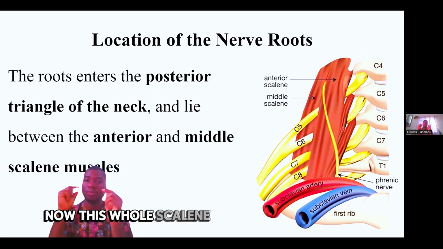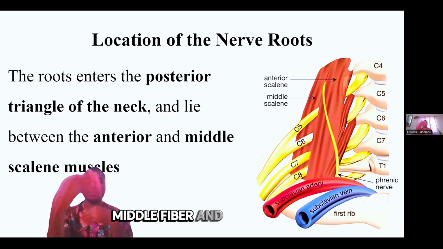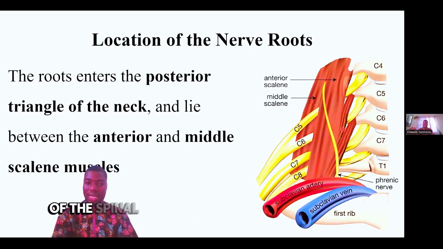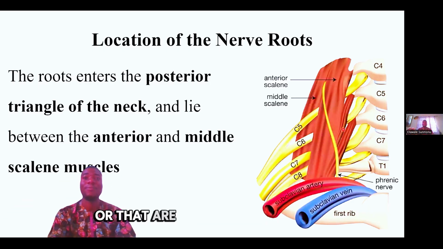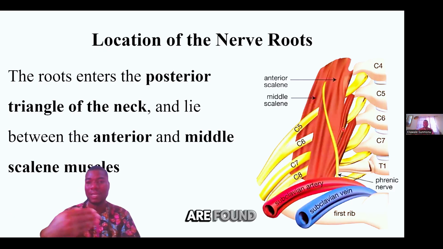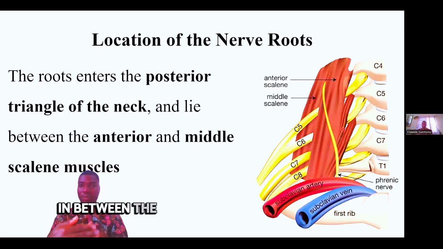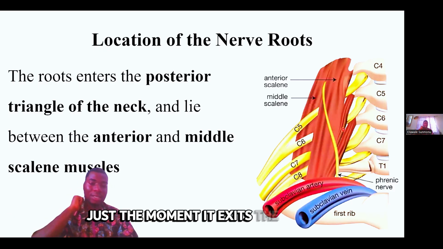Now this whole scalene muscle has anterior fiber, middle fiber, and posterior fiber. So the roots of the spinal nerves that are forming the brachial plexus are found in between the anterior and the middle scalene muscle, just the moment they exit the cervical bone.